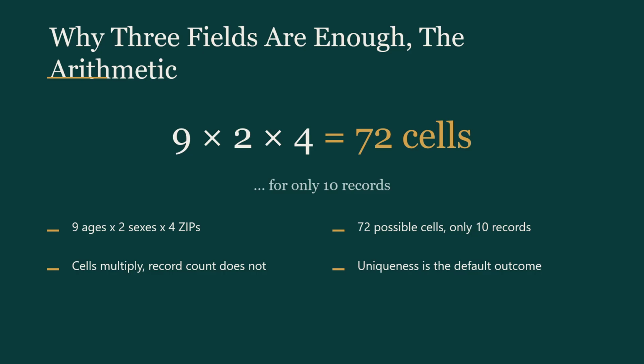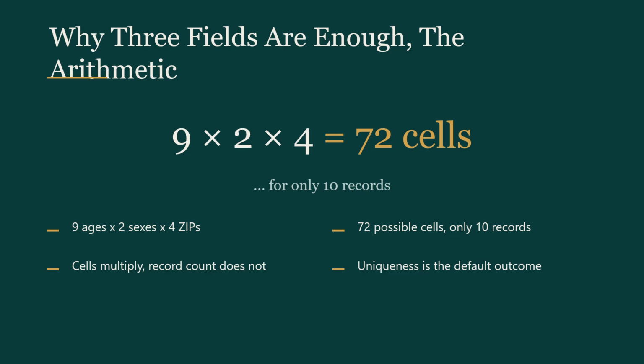Here is the arithmetic that makes uniqueness the normal outcome rather than the surprising one. Count the distinct values in Springfield. 9 distinct ages, because 34 appears twice, and every other age appears once. 2 sexes. 4 distinct 5-digit zip codes, 62701 through 62704. Multiply them. 9 times 2 times 4 is 72. 72 possible cells for 10 records. That is more than 7 cells per record.